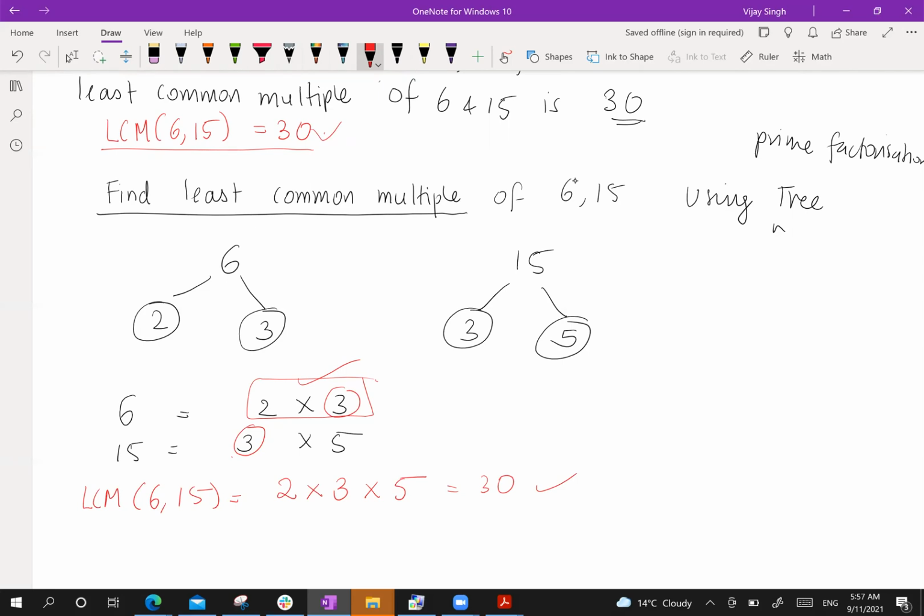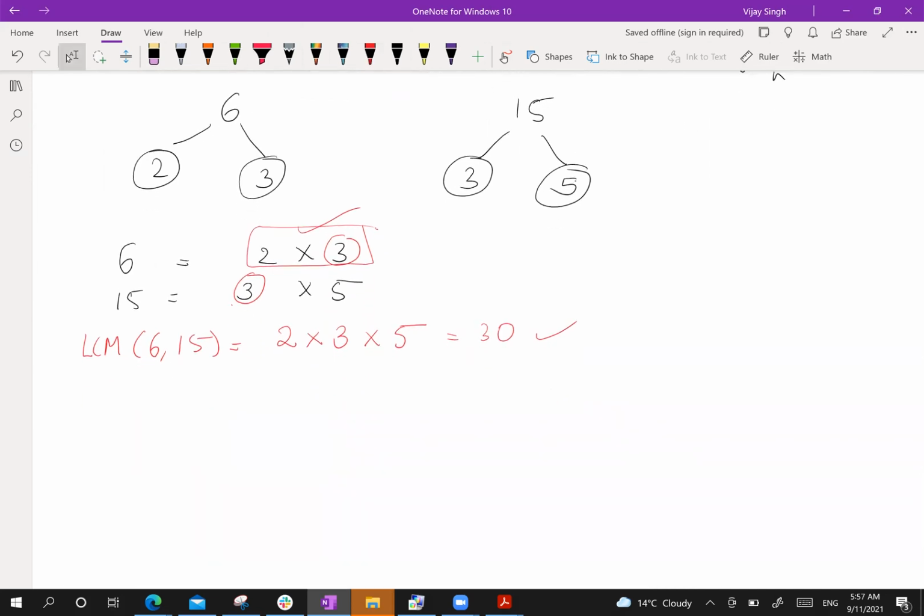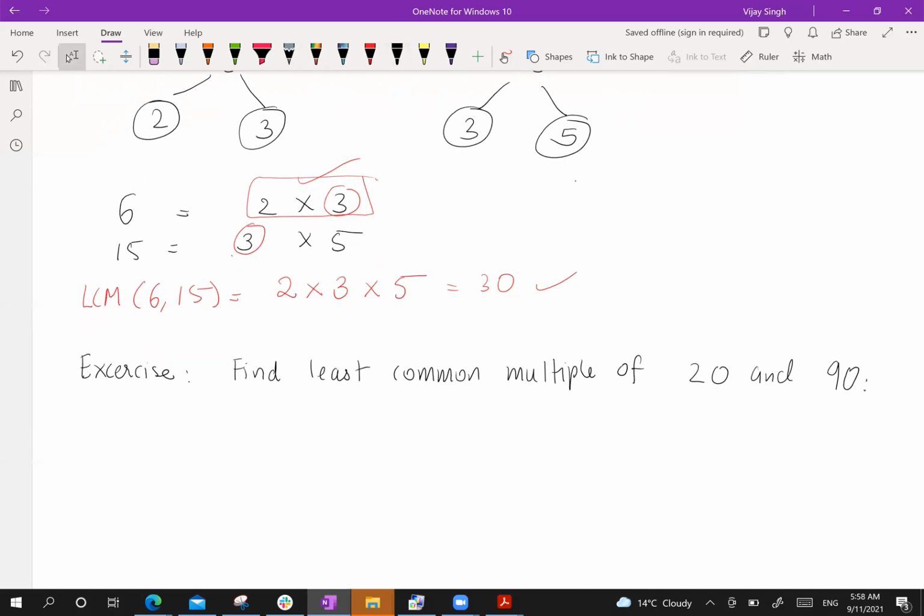All right, so let's do one more problem on how to find the least common multiple. Again, an exercise. Find the least common multiple of, say, take some nice big numbers. Let's take, say, 20 and 90, I suppose. Okay, so first of all, let's write down the prime factorization. So step 1, write prime factorization.